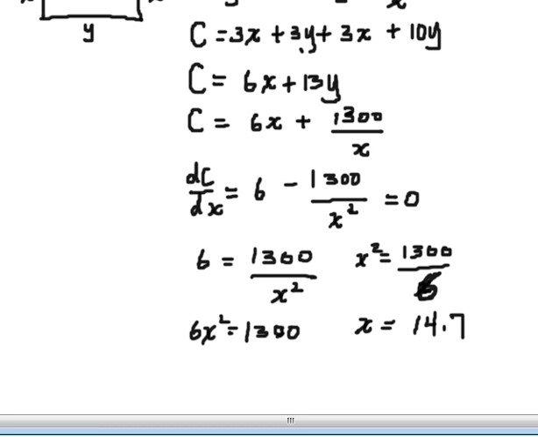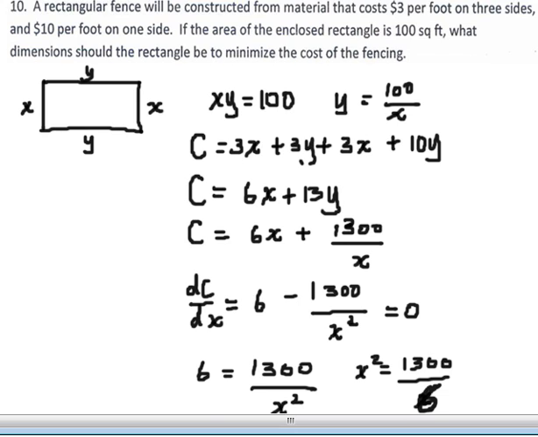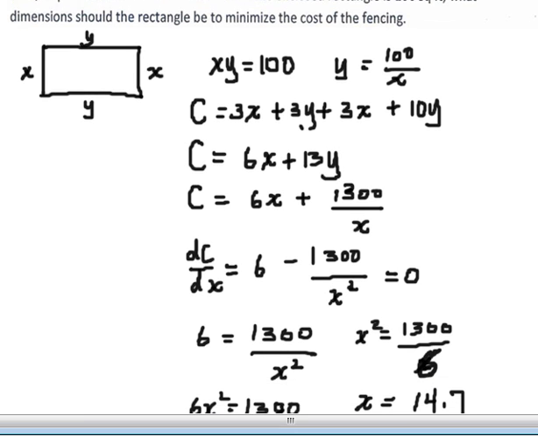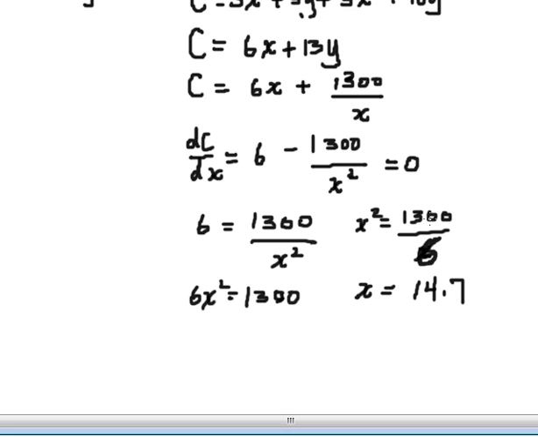So those are the dimensions of the fence. So the fence is, let's see, what dimensions should the rectangle be? So one side is 14.7, and the other side, y, is 100 divided by 14.7. And that would be in units of feet.